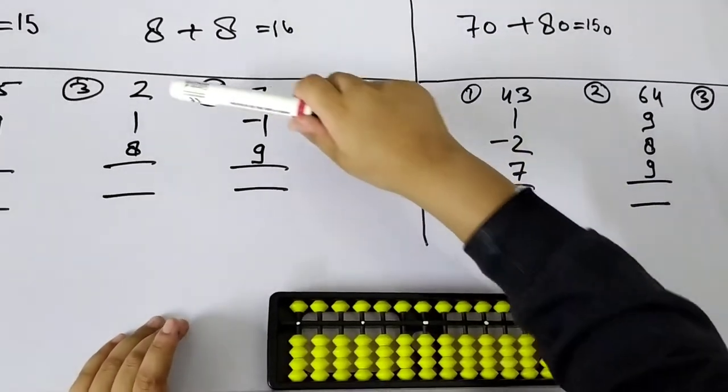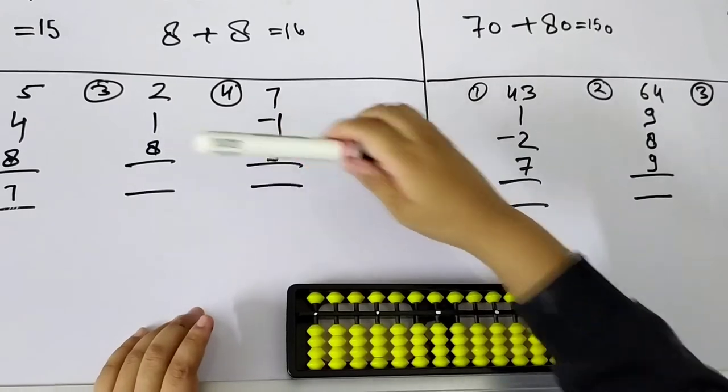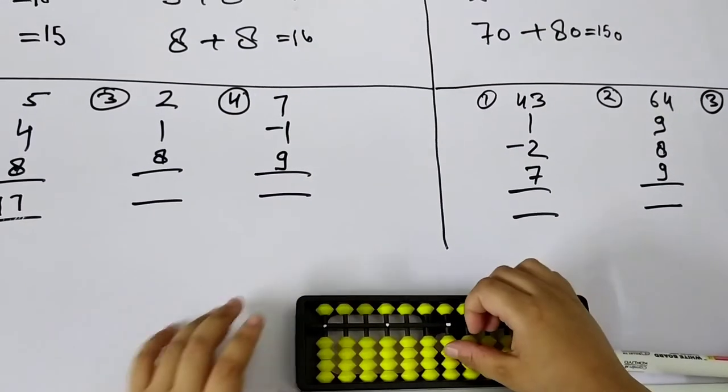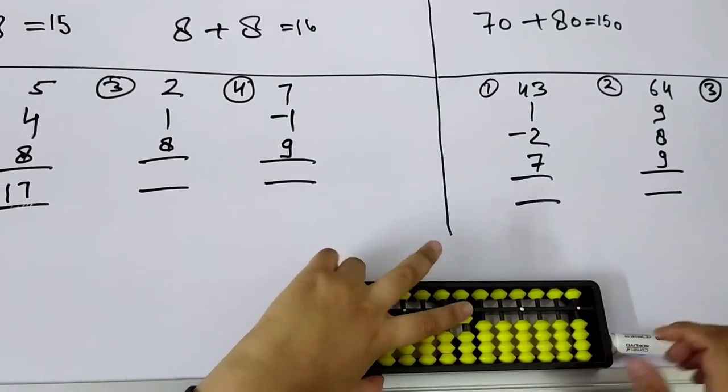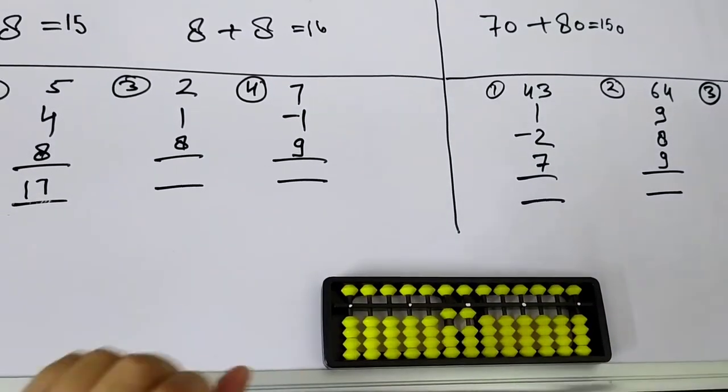Next question: 2 plus 1 plus 8. 2 plus 1, minus 2 and plus 10. We have written 11.